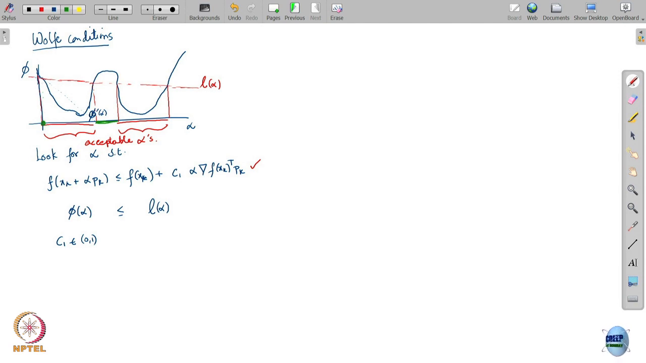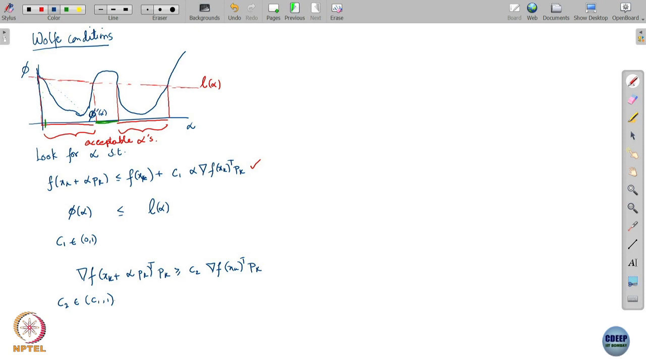Based on the way you are actually searching for alpha, it may well be that it will come back to you with an alpha that's too small, say some alpha here, this green point that I'm putting. So to make sure your alpha is not too large, but at the same time is not too small, you need another condition. This condition says f of xk plus alpha pk transpose pk is greater than or equal to c2 times gradient f of xk transpose pk, where c2 is another constant that is between c1 and 1, and c1 is the constant that we have used above.